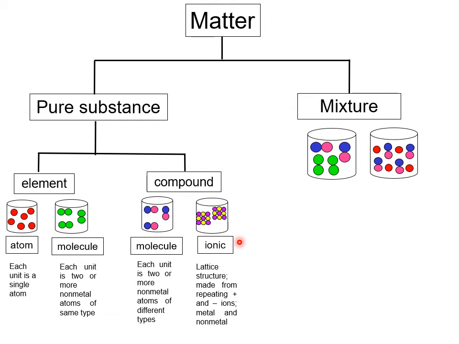And then we have ionic compounds that form a lattice structure. A lattice structure is just a repeating unit, in this case, of positive and negative charges. So you can think of the purples as being positive charges and the yellow as being negative charges, and they alternate. We're going to learn later on that these positive charges are usually metals and the negative charges are nonmetals.